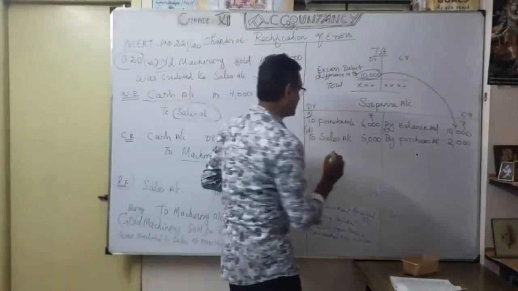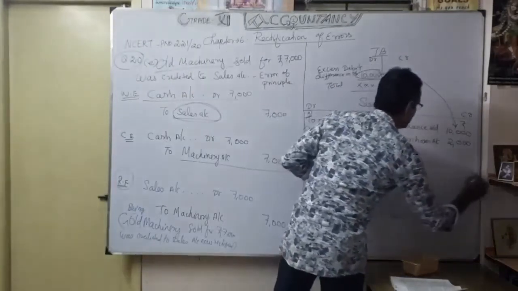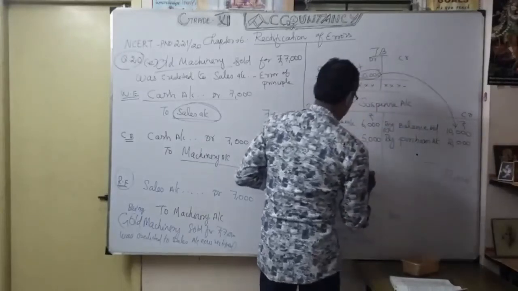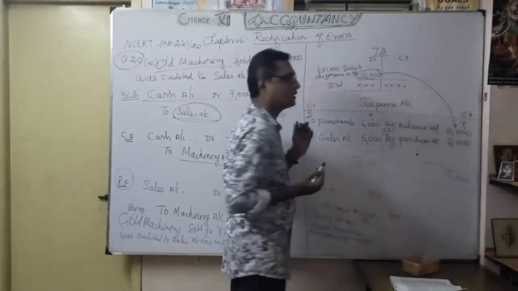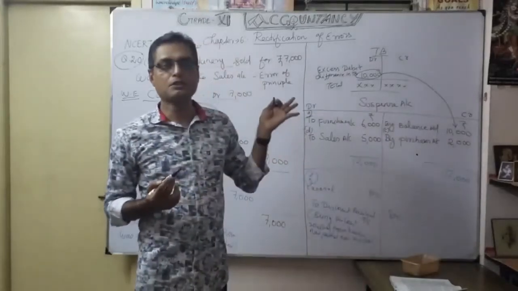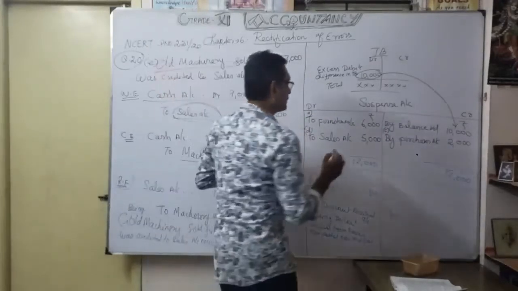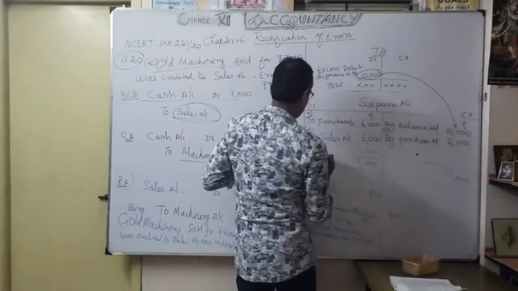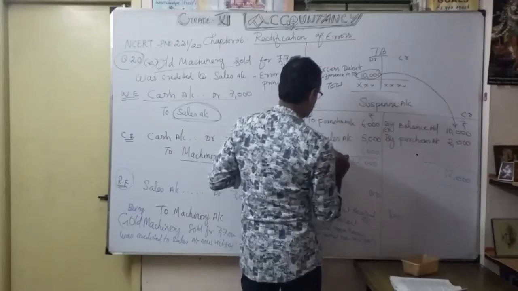So now you're going to see the balance. Which side is higher? Here 12,000. How to close the suspense account? 12,000. So here also 12,000. So what happened? Now the suspense account is not tallied. Again 1,000 rupees balance is left. Okay. So you have to write balance carried down.